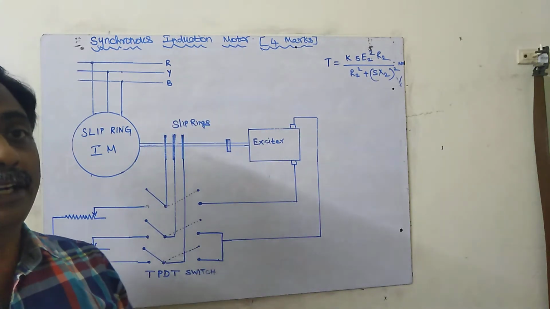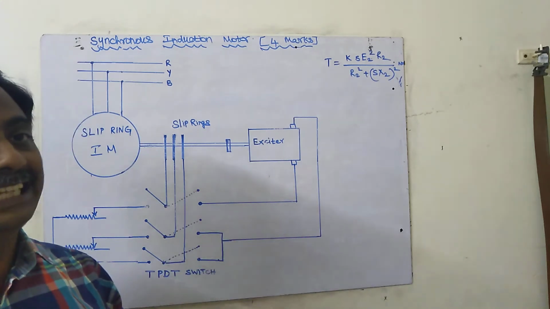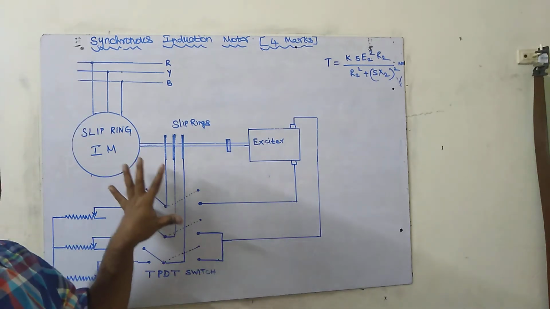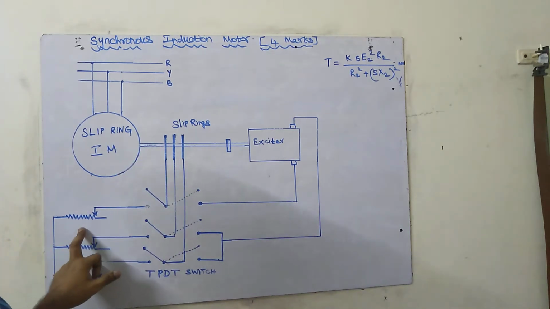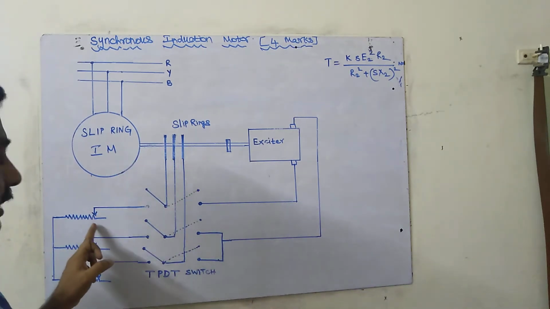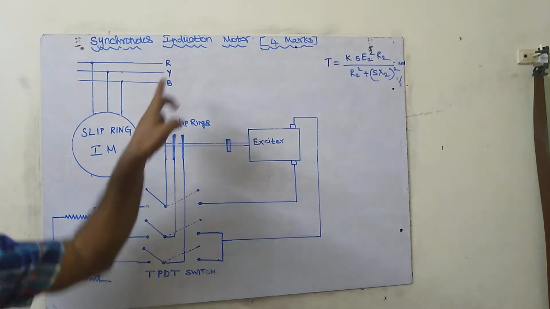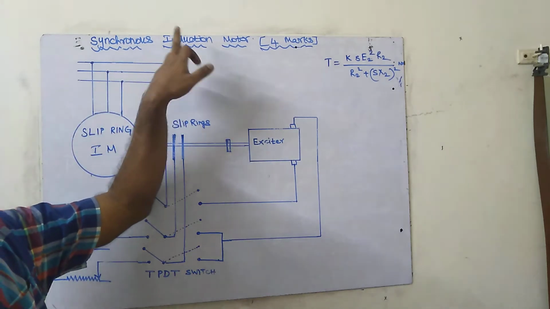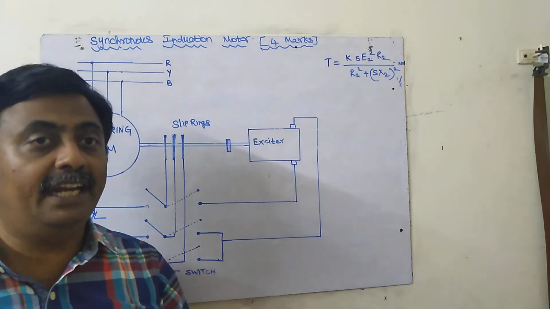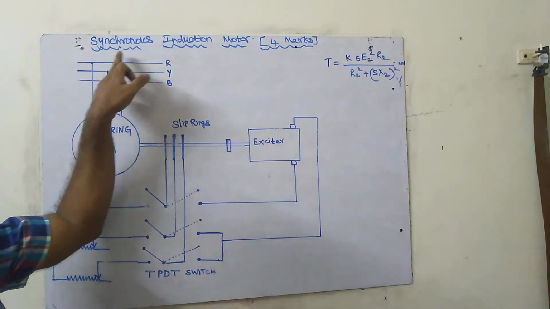Okay, what is the advantage of induction motor? We know there are two types of induction motor: one is squirrel cage induction motor, the other one is slip ring induction motor. Here we have taken the slip ring induction motor. For slip ring induction motor, resistance can be added. If I add the resistance, the starting torque can be increased. So this is synchronous motor's constant speed, and high starting torque. Where we need high starting torque with constant speed, there we can use this type of motor, synchronous induction motor.